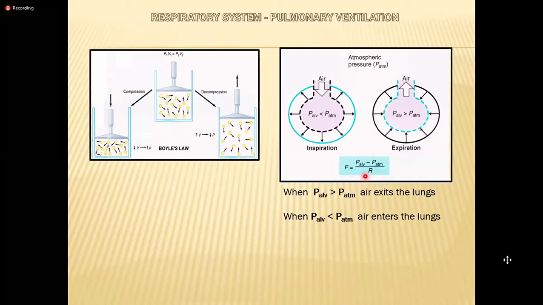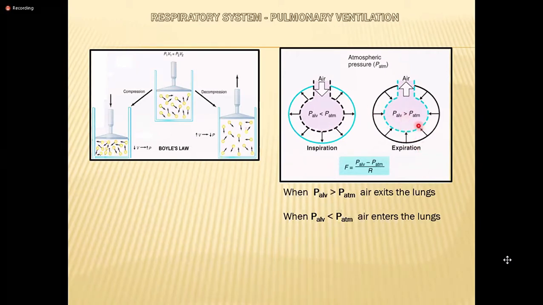Flow equals pressure from the alveolus minus the atmospheric pressure over the radius. So if the alveolar pressure minus the atmospheric pressure is lower than the atmosphere, air will come in and oxygen will flow towards the blood vessels. The carbon dioxide, on the other hand, will come in from the capillaries towards the alveoli.